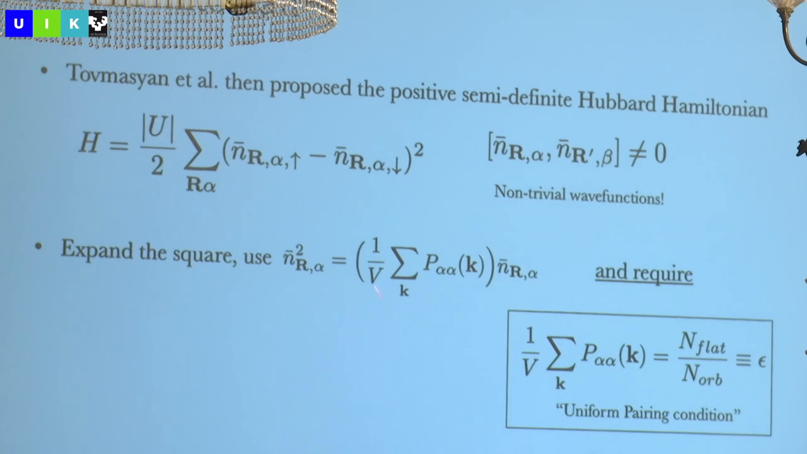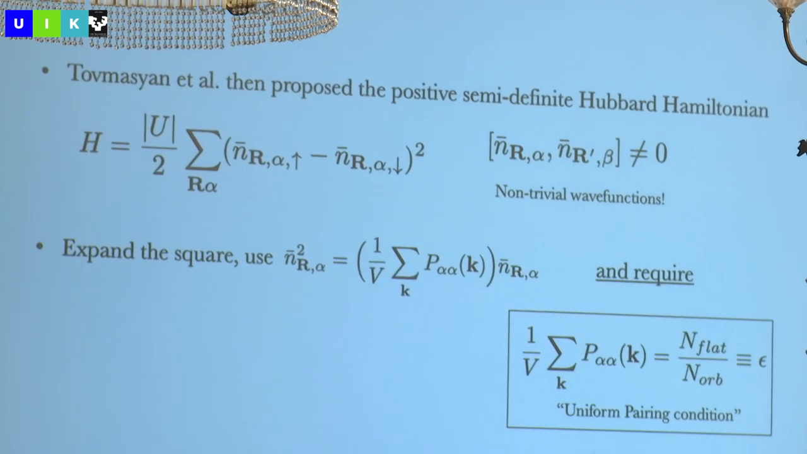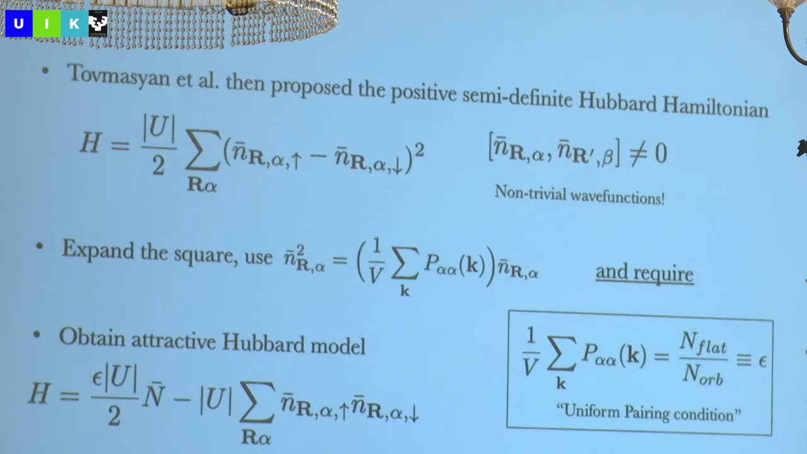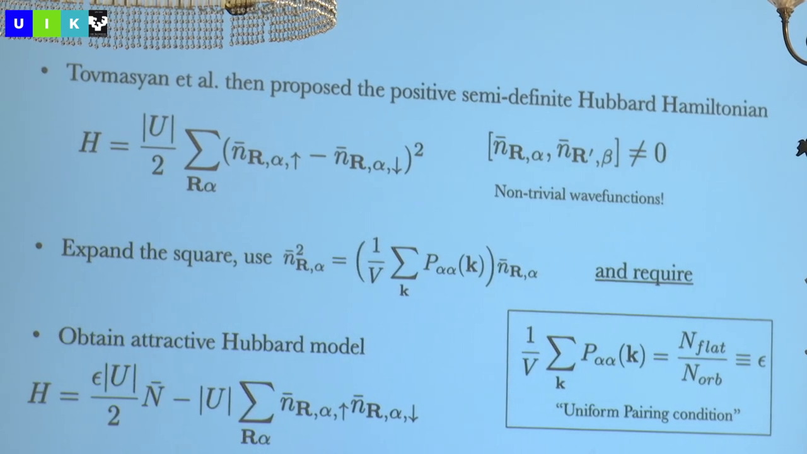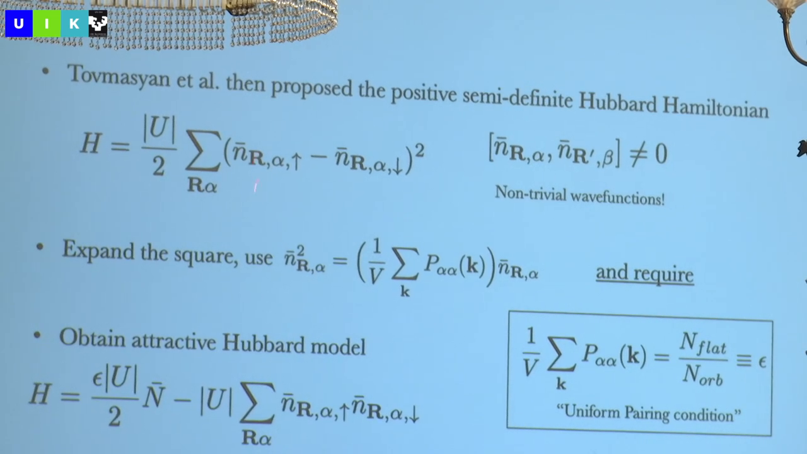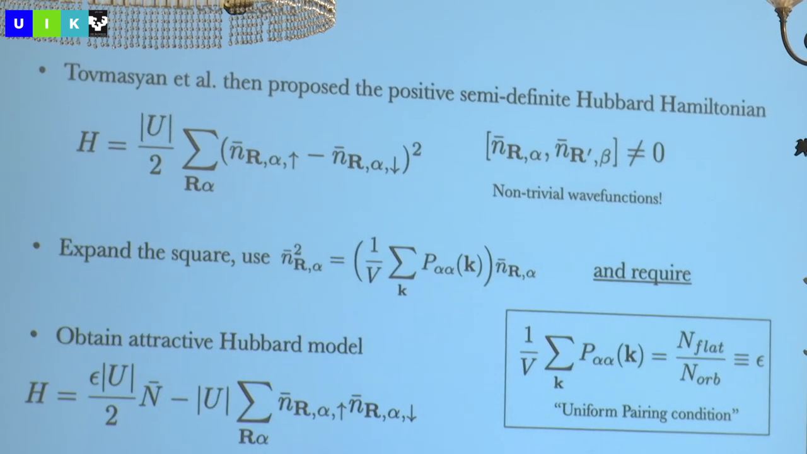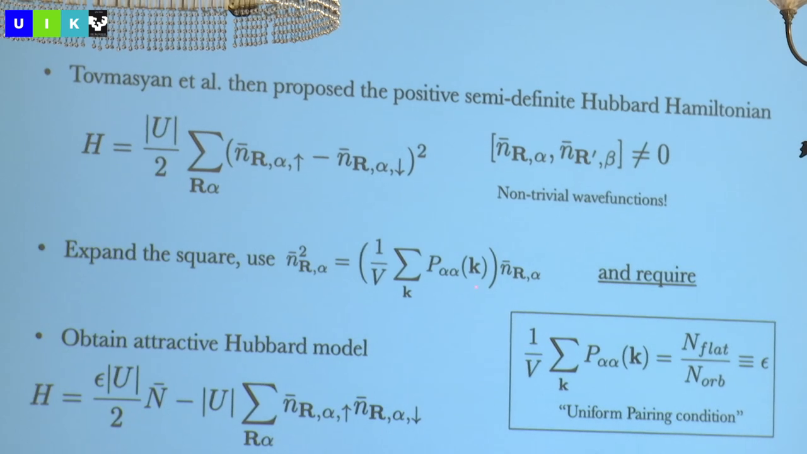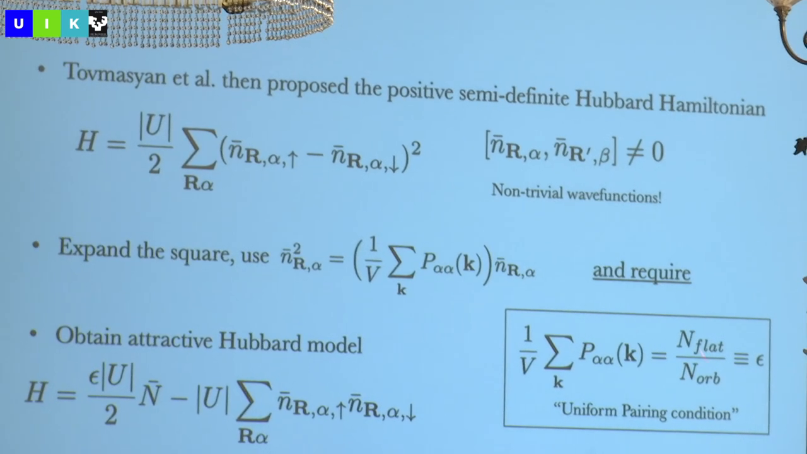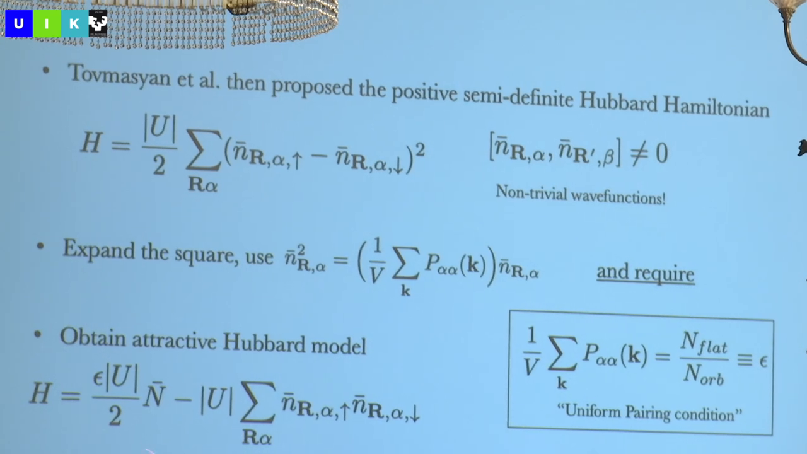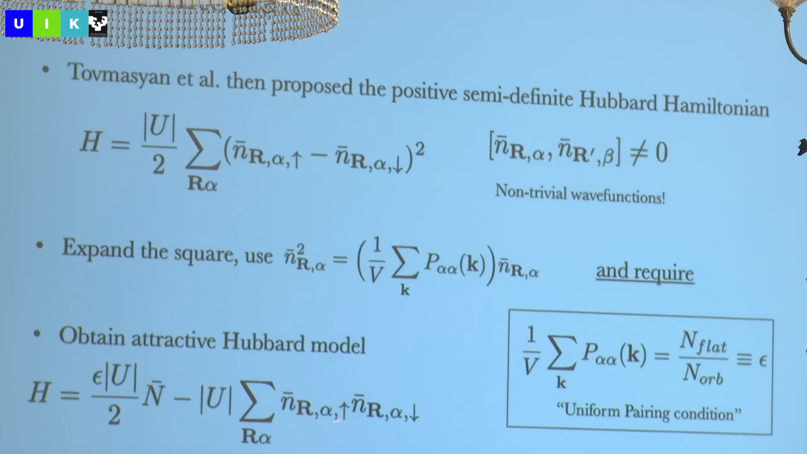So if this uniform pairing condition is true, then what you have is that suddenly this became the negative Hubbard-U model. Okay? Because I square this, this becomes true. This is now just a projected number operator. So this is the number of all the particles in your projected band. The sum over all r and alpha, because you get the epsilon factor, you can pull it out. Okay? And now this is the number operator of orbital alpha on unit cell r, spin up, spin down, projected, with a negative Hubbard U. Right? So now you're going to get superconductivity because it's a negative U Hubbard model.